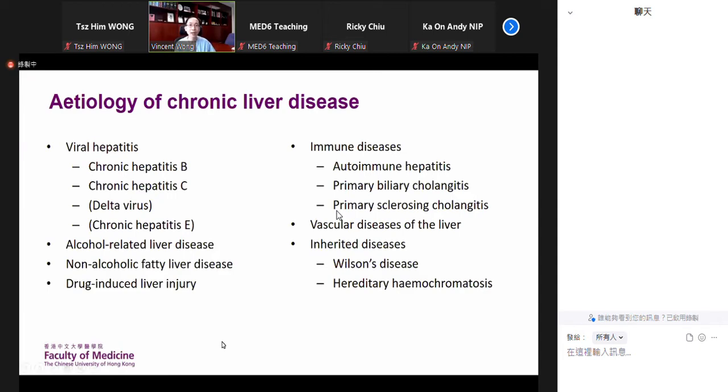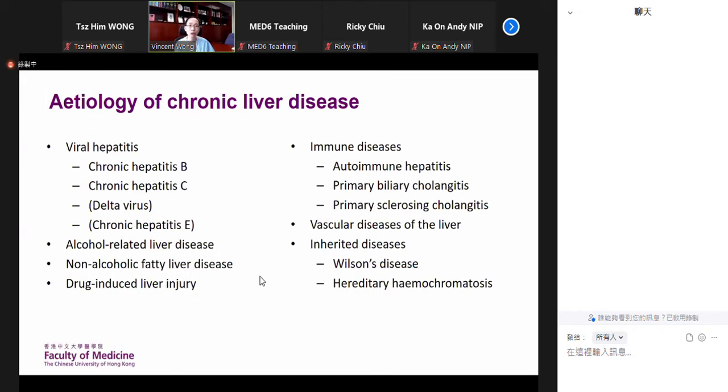If you go to any medical or hepatology textbooks, you will see a long list of differential diagnoses, ranging from viral hepatitis, alcohol-related liver disease, non-alcoholic fatty liver disease, drug-induced liver injury, to rarer causes, including some immune diseases, vascular diseases of the liver, and also inherited diseases. If you encounter a patient with abnormal liver test and you do examination for all these potential differential diagnoses, the yield would usually be quite low, and it would not be too cost effective to do things like that.